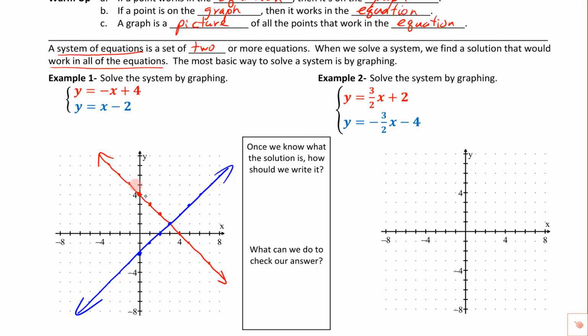So this red line is a picture of every single point that works in the red equation. And this blue line here is a picture of all the points that work in the blue equation. So if all of the red points work in the red equation and all of the blue points work in the blue equation, we want a point that happens to work in both of them. If you take a look at this, there is one on here that would work in both of them.